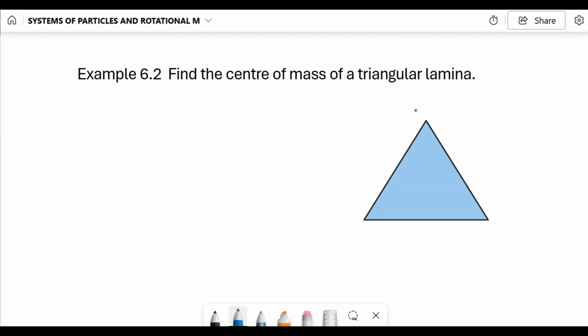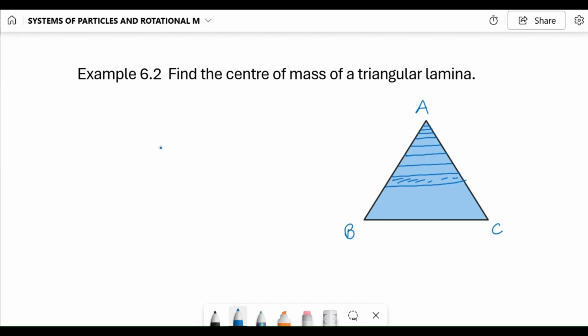Okay, this is our triangular lamina. Let's say this vertex is A, this is B, and this is C. How can we find out the center of mass of this triangular lamina? We have to make an approach. We can divide this triangular lamina into very fine strips. To keep it visible, I am taking this wide, but otherwise you have to consider that these strips are very fine.